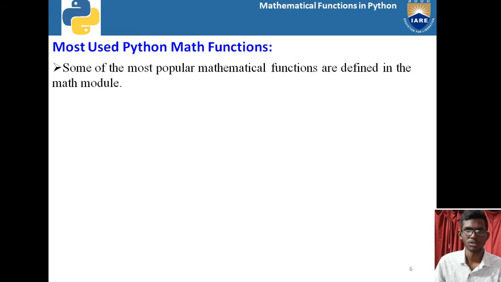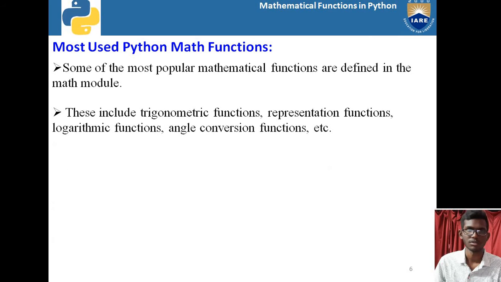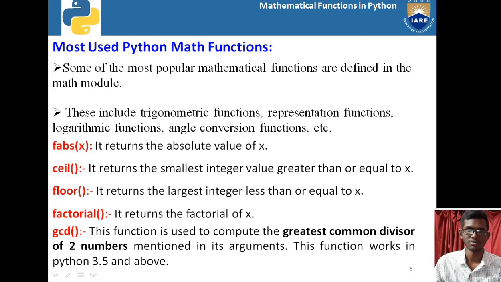Some of the most popular mathematical functions are defined in the math module. It includes trigonometric functions like sin theta, cos theta, representation functions, logarithmic functions, and angle conversion functions. Some math functions are there. Now we discuss one by one.